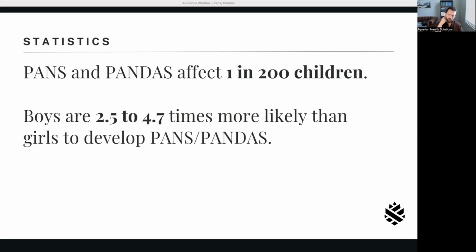Now, this is becoming an overwhelmingly large concern as time has gone on because right now in America, 1 in 200 children have a diagnosis of PANS or PANDAS, and that keeps growing every single day. And boys are 2.5 to 4.7 times more likely than girls to develop this. And both of these syndromes involve neuropsychiatric changes that are triggered by toxins and infections. And what we'll see is kids can be functioning and developing normally. And then literally overnight, something switches and their brain becomes on fire. And it creates all of these challenging changes in a growing mind.